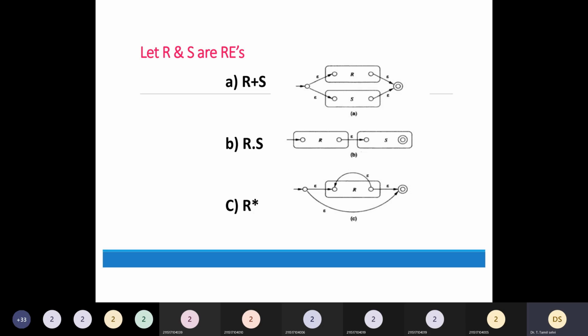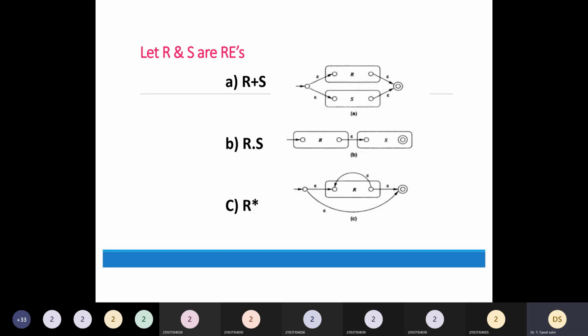Star means zero or more occurrences. Zero occurrences is equivalent to epsilon, that is the null string. While reading the null string also you have to reach the final state, because the null string is also a valid string of the regular expression R star. So for that, I have to draw one edge directly from the initial state to the final state with the input symbol epsilon, because epsilon is the first string of the given regular language L of R star.